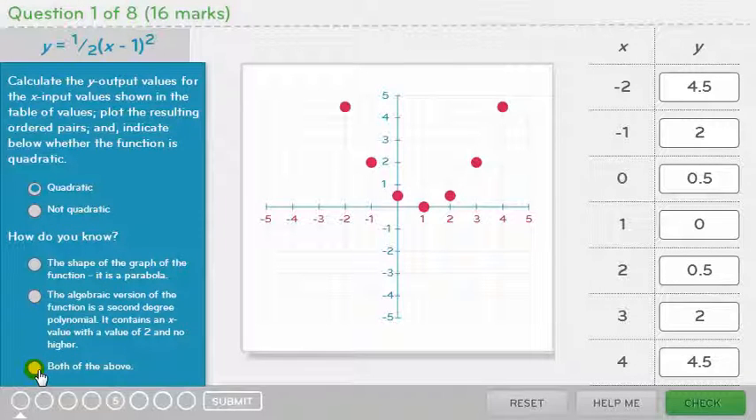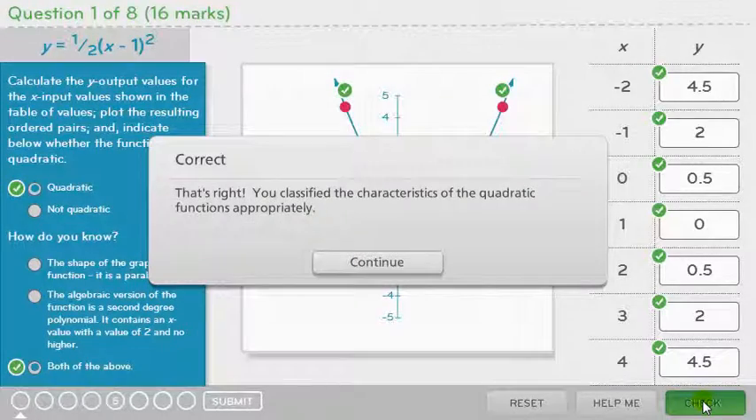So both of these things are true. Checking our answer, and we're good.